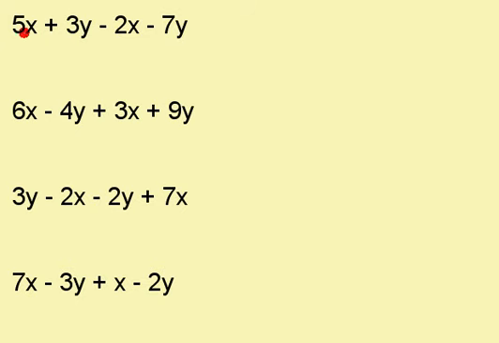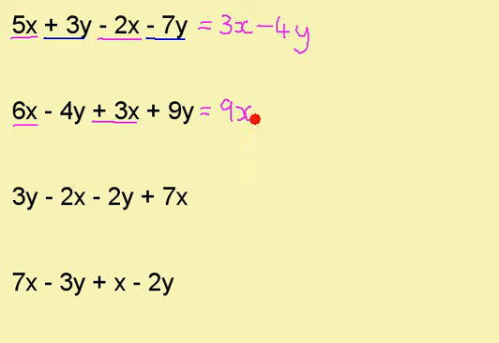So, on this one, I've got 5x minus 2x. That gives me 3x. I've got to put things that are the same together, so I put the x's together. Then, I've got plus 3y minus 7y. All together, that gives me minus 4y. If I do the next one as well, I've got 6x plus 3x, that will give me 9x. If I now look at the y's, I've got minus 4y plus 9y, and that will give me plus 5y.